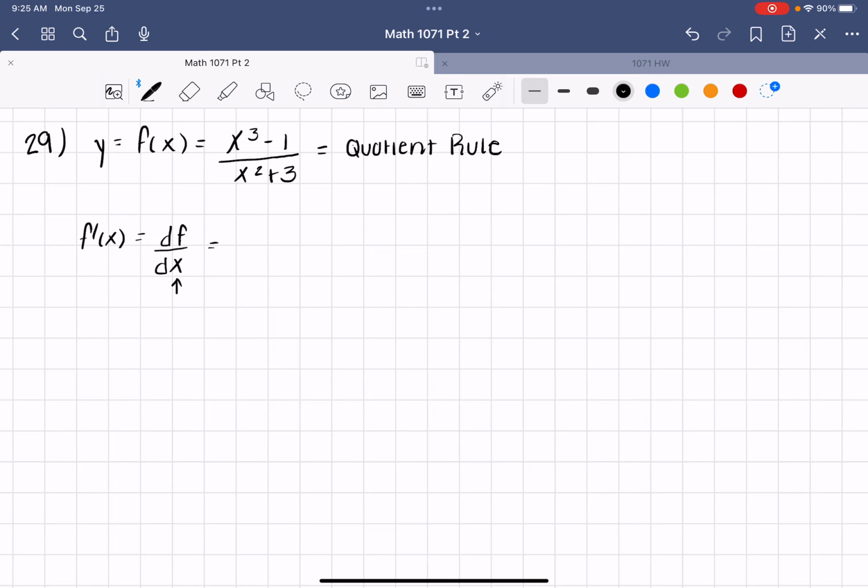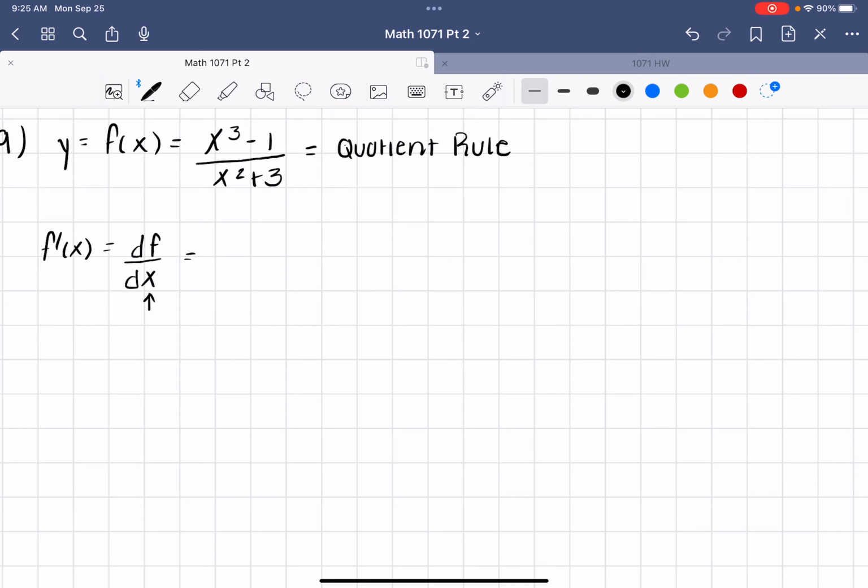Okay, and so the quotient rule says denominator times the derivative of the numerator. That's a 3x squared, right? X cubed: the 3, the old power, is the new coefficient, and the new power is 1 less. 3 subtract 1 is 2. Minus numerator times the derivative of the denominator. X squared, the derivative is 2x. And plus 3 is just a constant, its derivative is 0. Over the denominator squared.